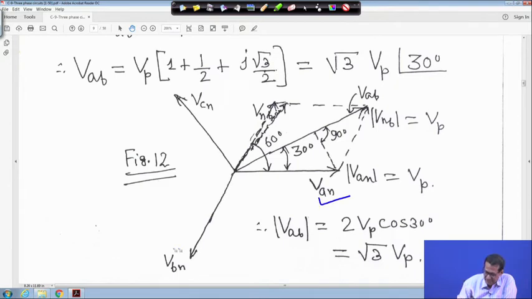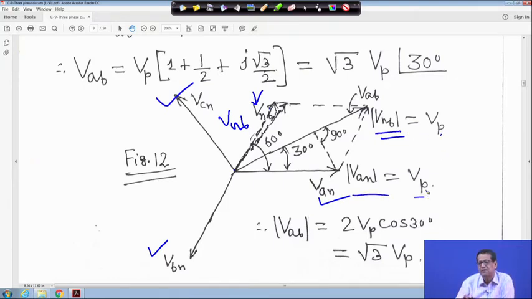Suppose this is my VAN, this is my VBN, 120 degrees apart. If you make 180 degrees on the other side, this is my VNB. Whatever I told you just now, the magnitude of VNB is equal to VP, VAN also VP, and VBN also magnitude VP. So whether you take this direction or that direction, it is immaterial. The magnitude is VP.